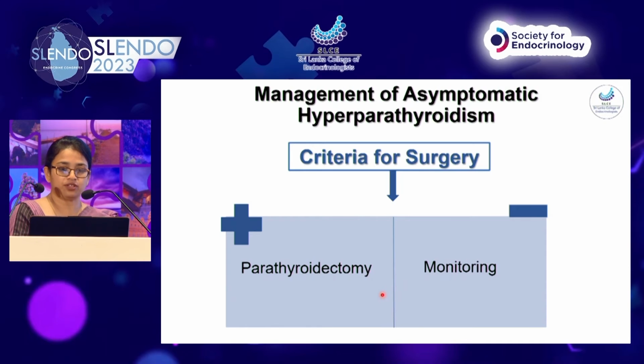What is the management of asymptomatic hyperparathyroidism? We know that for symptomatic hyperparathyroidism, the treatment of choice is surgery, localization and surgery of the parathyroid gland. And what about this asymptomatic group? Can we leave them alone? Because as I mentioned, there had been complications with renal and bone. Therefore, if certain criteria for surgery are set and met, then we can go for parathyroidectomy. If not, well, monitoring is recommended.